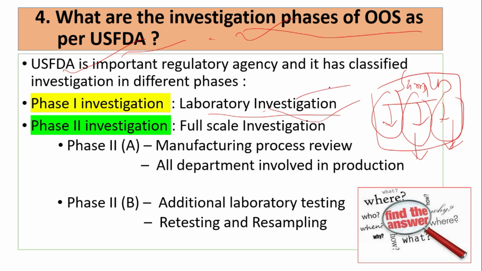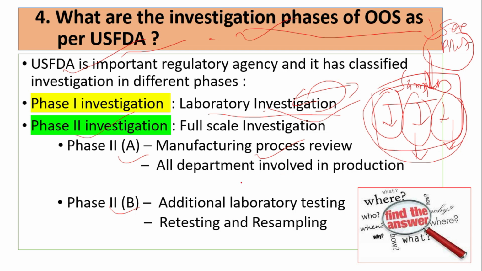If it is not cleared here and we are not getting any conclusion, then we move to the phase 2 investigation, the full scale investigation. In the full scale investigation there are two types, A and B. Phase 2A is the manufacturing process review. Before coming to the testing or validation stage, we have done manufacturing, some pilot scale, so we first have to see whether there was any problem there. We have to review the manufacturing process and all departments involved in production, like QA, QC, procurement and dispatch.